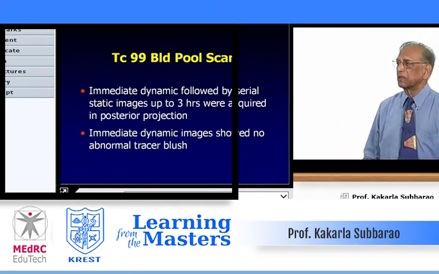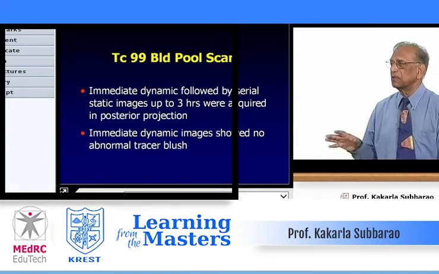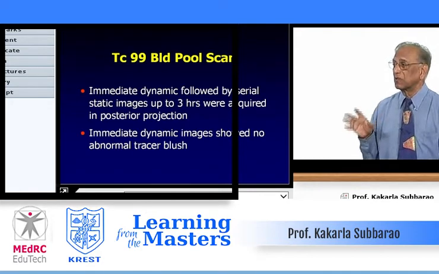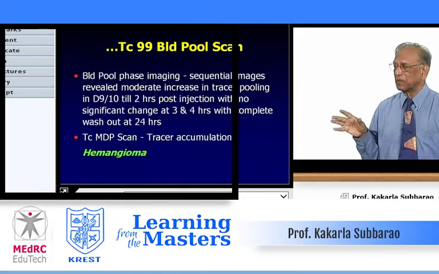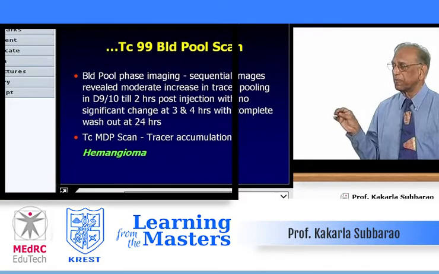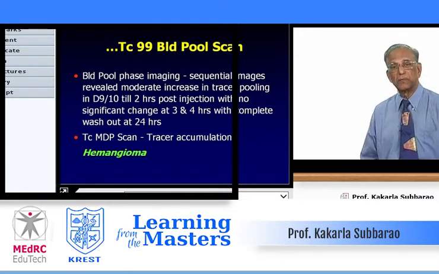You see the interpretation: technetium 99 blood pool scan, immediate dynamic followed by serial static images up to 3 hours were acquired in posterior projection. Immediate dynamic images showed no abnormal tracer blush immediately. But blood pool phase sequential images revealed moderate increase in tracer pooling in D9 and D10 till 2 hours post-injection, with no significant change at 3 and 4 hours and complete washout at 24 hours. So their interpretation is hemangioma.